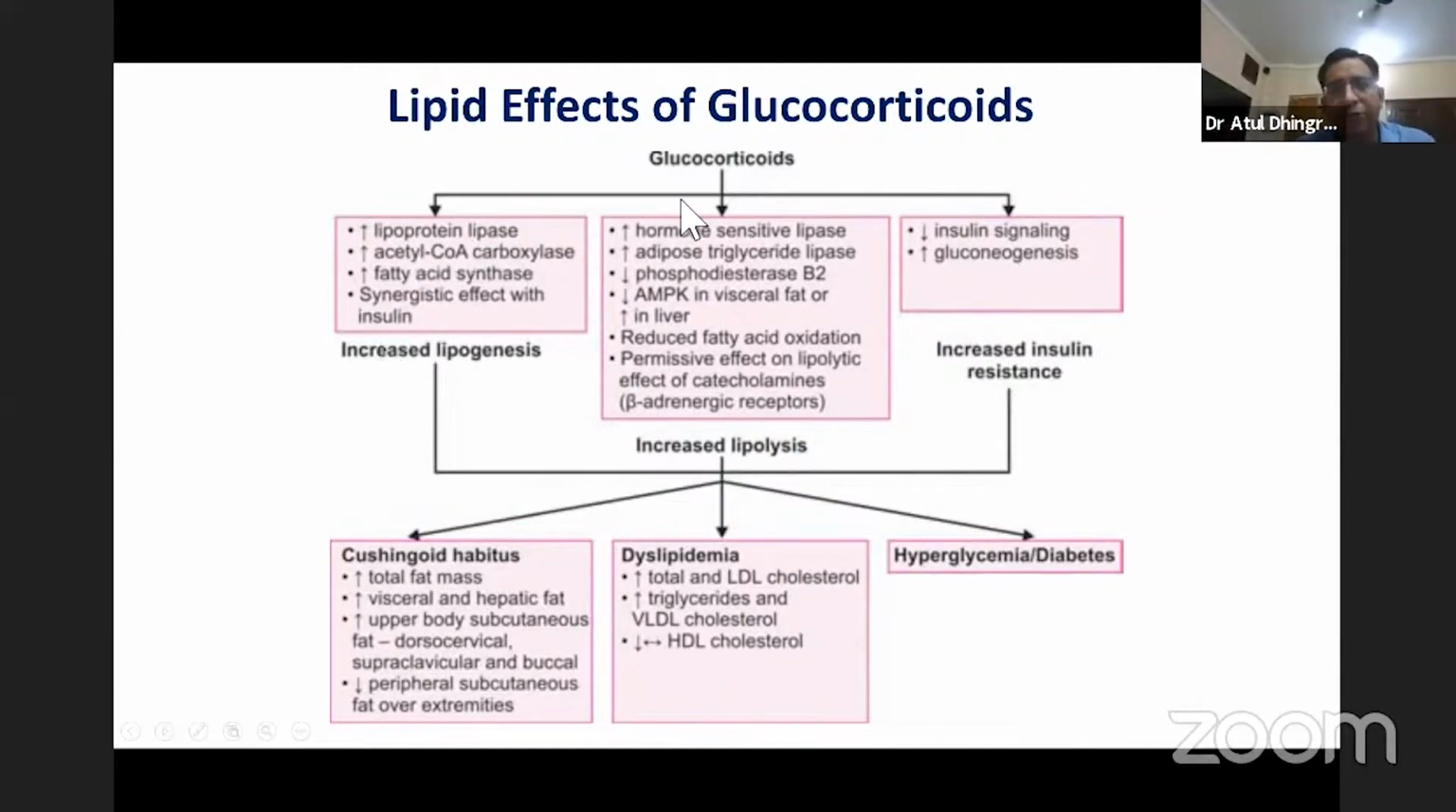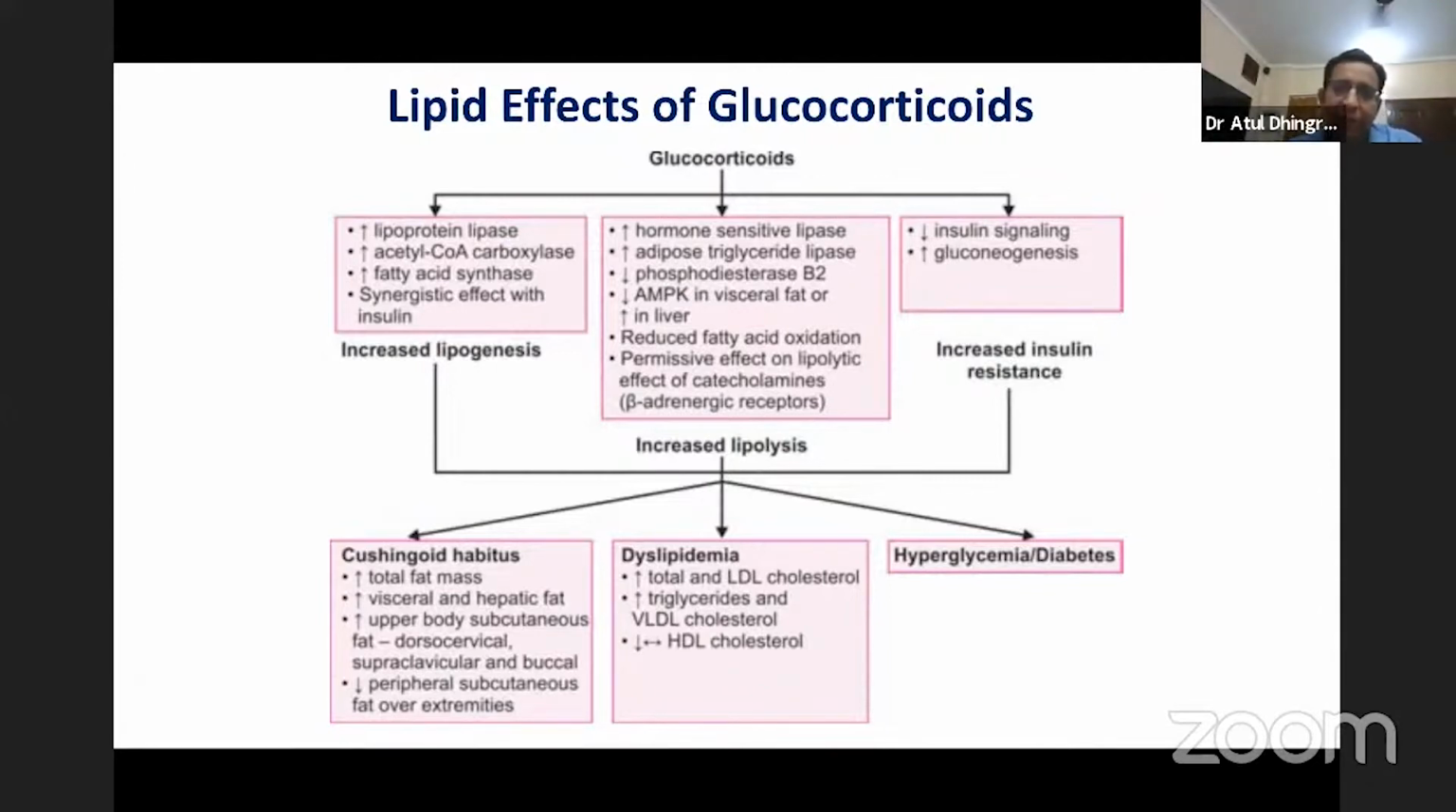If we look into the effects of glucocorticoid, it increases lipogenesis. This is because of increased activity of lipoprotein lipase, increased activity of acetyl coenzyme A carboxylase, increased activity of fatty acid synthetase. It increases lipolysis also by increasing hormone-sensitive lipase, by increasing adipose triglyceride lipase, by increasing AMP kinase in visceral fat, and there is a permissive effect on lipolytic effect of beta-adrenergic compounds by acting on their receptors. Further, because of increased insulin resistance, there is increased gluconeogenesis and there is reduced insulin signaling.